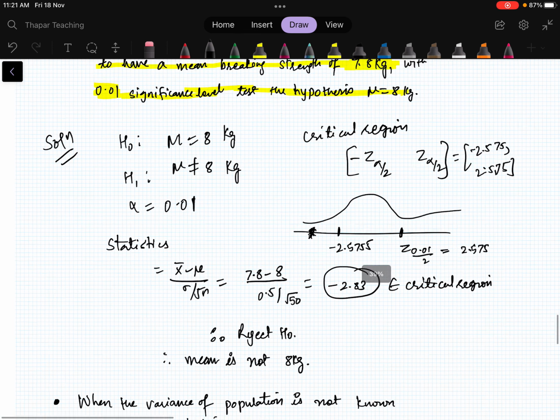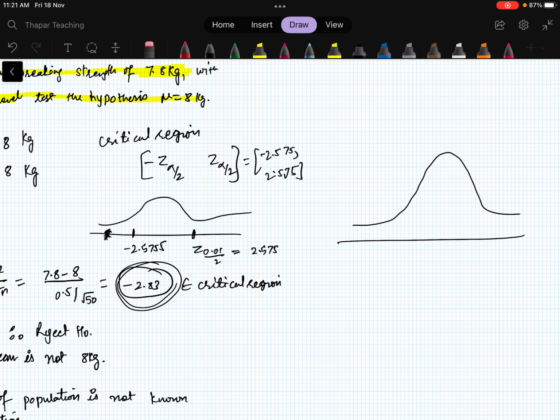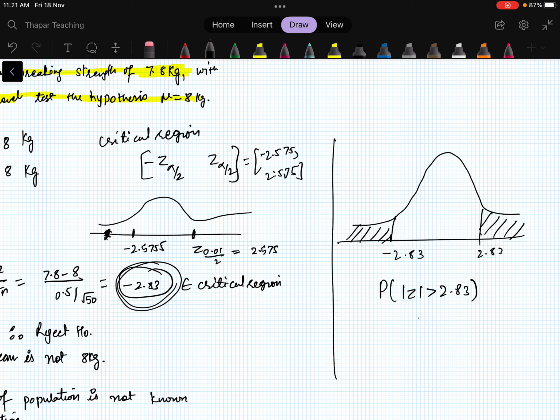Now if you want to use the p-value, what are you going to do? So you see 2.83 is your critical value, right? And minus 2.83. You are going to find the probability of these two tails. So the probability that mod z is greater than 2.83. You can use the tables. I'll just write the value. This is 0.0046, which is less than 0.01. Therefore reject H naught. So with both approaches you will get the same result, right?